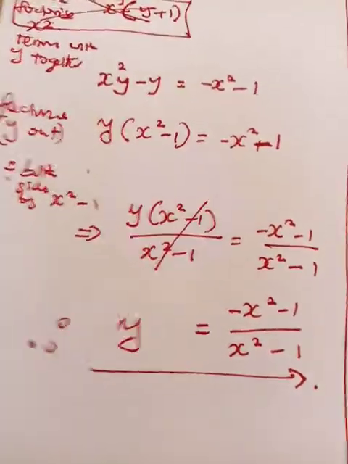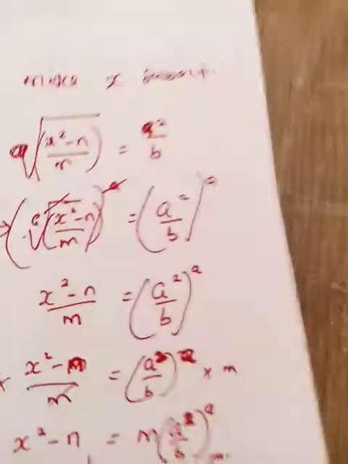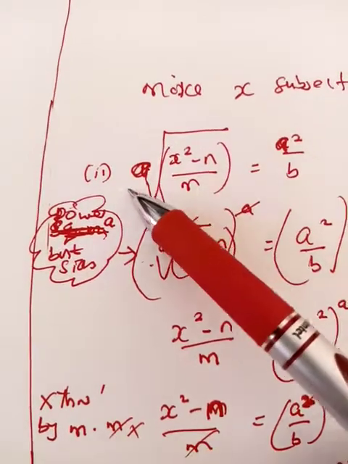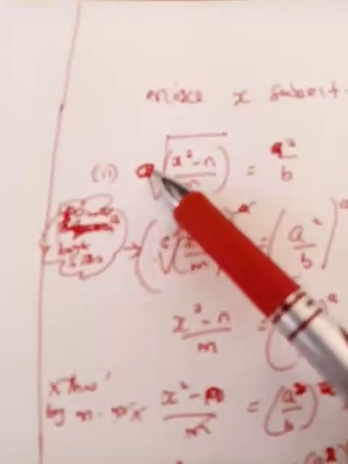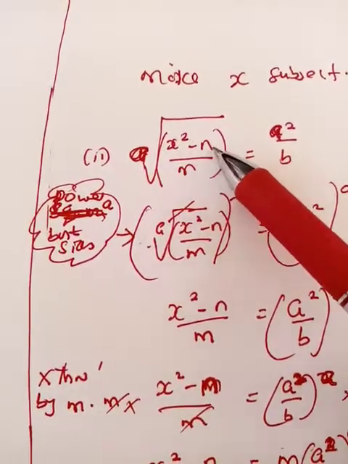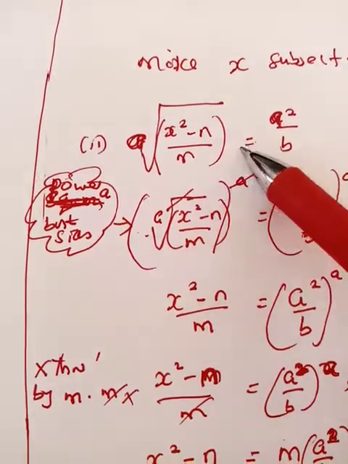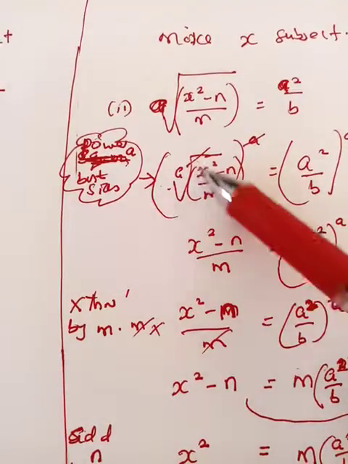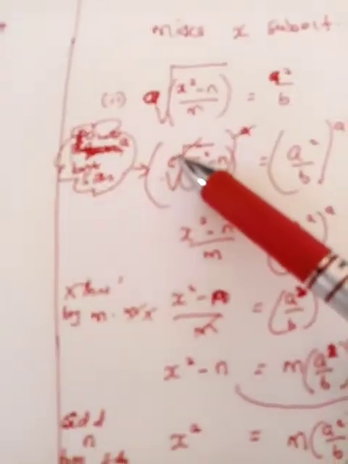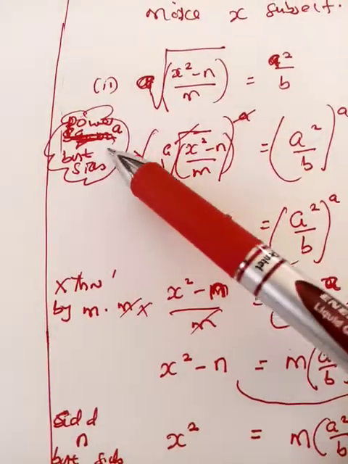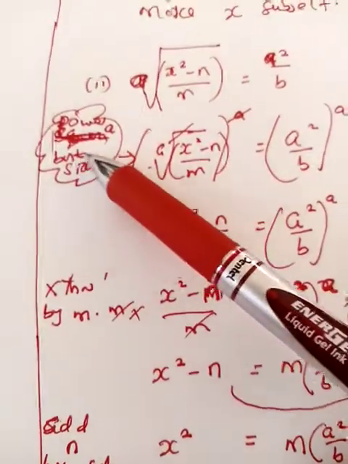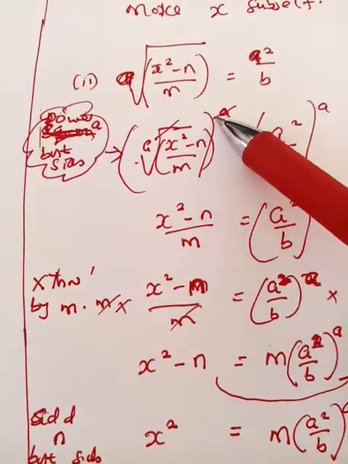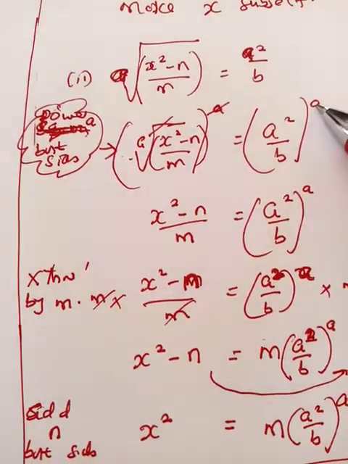Now let's look at the next example. In this case, we'll be making x subject of the formula in this question. Here we have the root of a into x squared minus n over m is equal to a squared over b. The first step again is to remove the root sign, and here it is root a. So we raise both sides to the power of a. Take note now here. So we raise to power a both sides, okay?